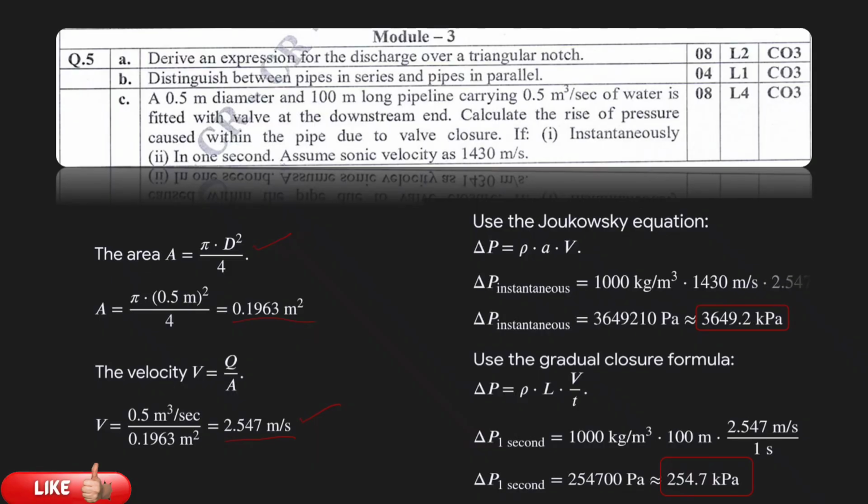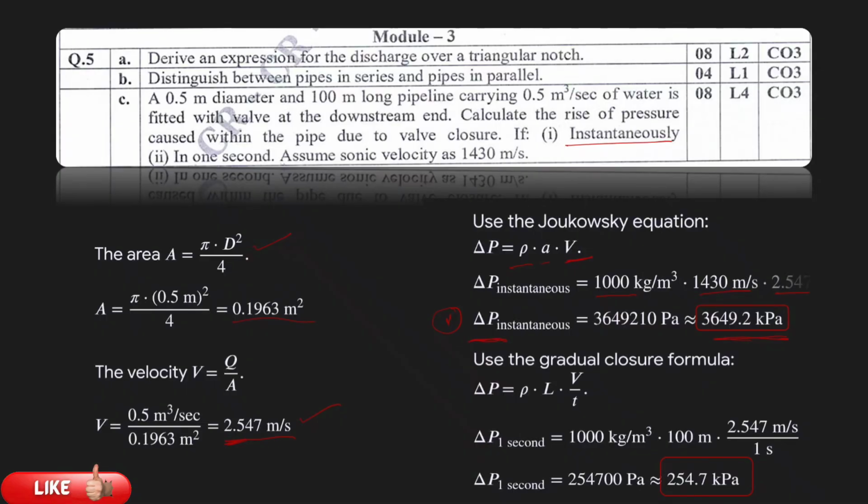Change in pressure is given by density of the water, sonic velocity, and actual velocity of the water. Therefore, change in pressure is equal to density of water 1000, sonic velocity given in the question 1430 meter per second, then the actual velocity we just calculated, 2.547. After solving, we will get change in pressure equal to 3649.2 kilopascal. This is for instantaneously closed valve.